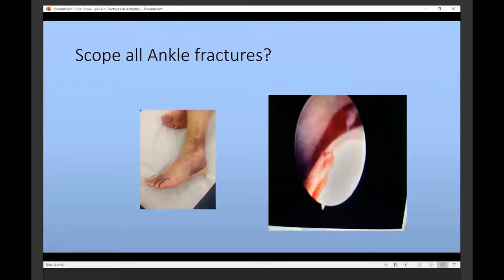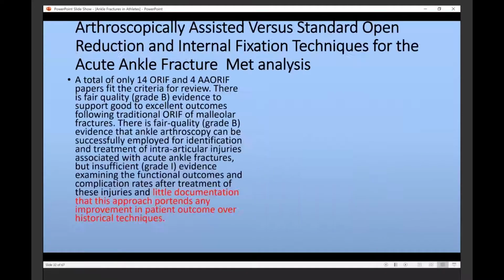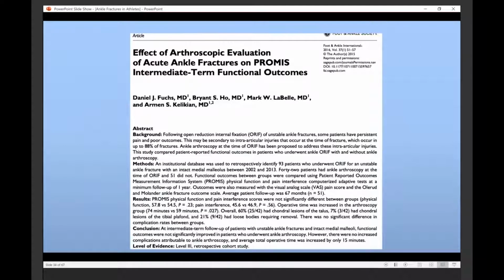We have 12 foot and ankle guys and women, so now we have 2, so 14 total, I think, at our institution. I think 4 are scopers for every ankle fracture. Now the data, there's a meta-analysis, Chris Giovanni did this. It didn't show it really portends any improvement in outcome. PROMIS scores didn't change. Dan Fuchs did this. No change in PROMIS scores in patients who went scoped or didn't have a scope.